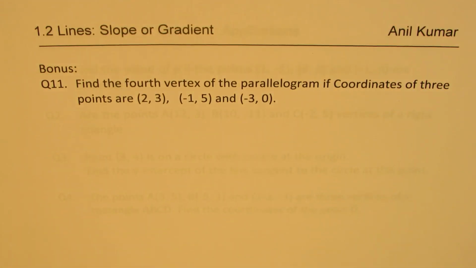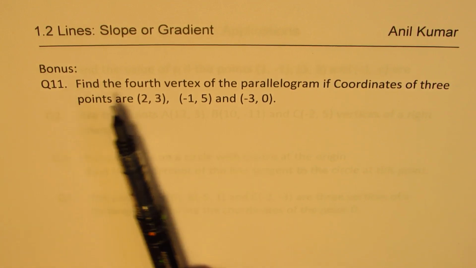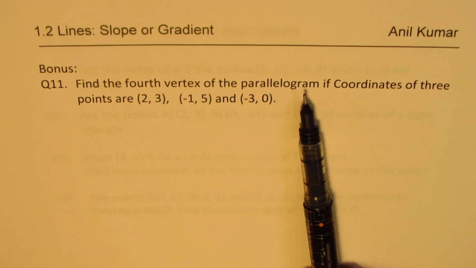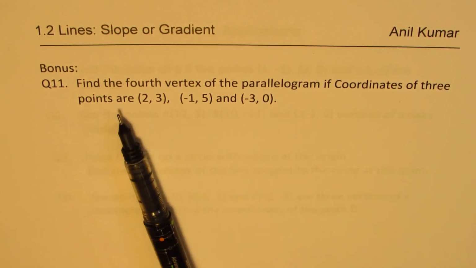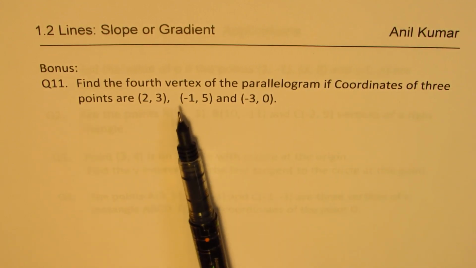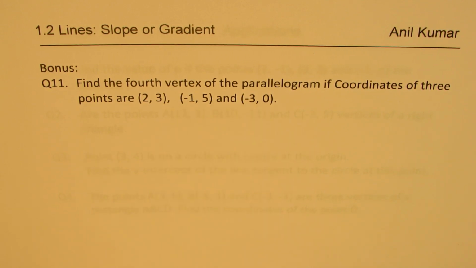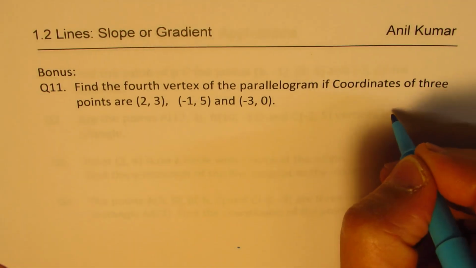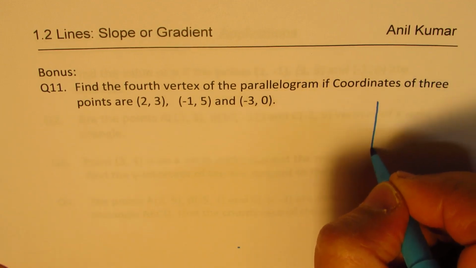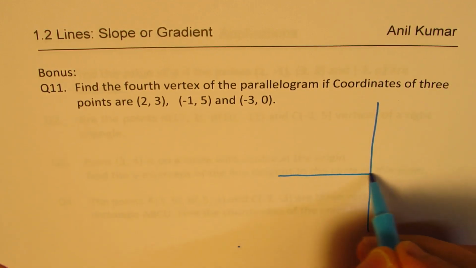Now the last question here is our bonus question, question number 11. Find the fourth vertex of a parallelogram if coordinates of 3 points are (2, 3), (-1, 5) and (-3, 0). I'd like you to pause the video, answer this question and then look into my suggestions. Let's try to plot these points and then we'll figure out the solution, okay?